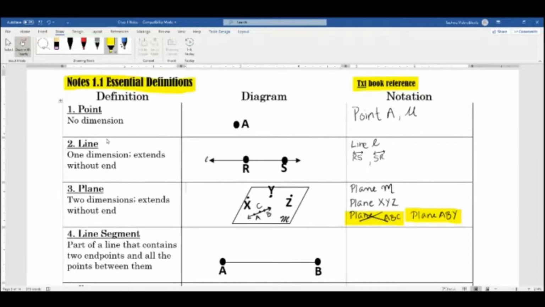So these three definitions here in geometry, we refer to these as undefined terms. Well, what do you mean by that? Because you just defined them. Well, by undefined terms, we can't write a definition for them.